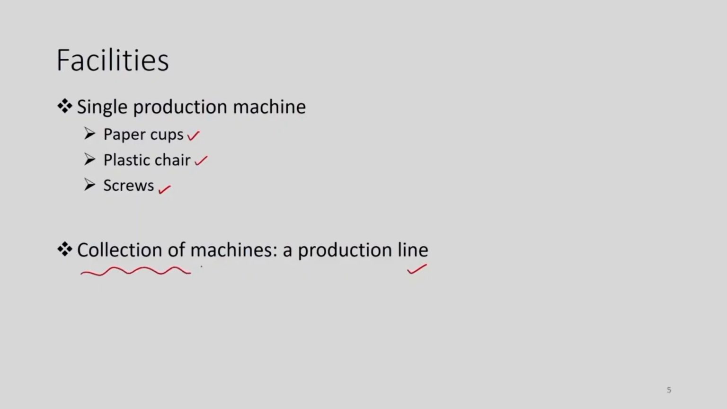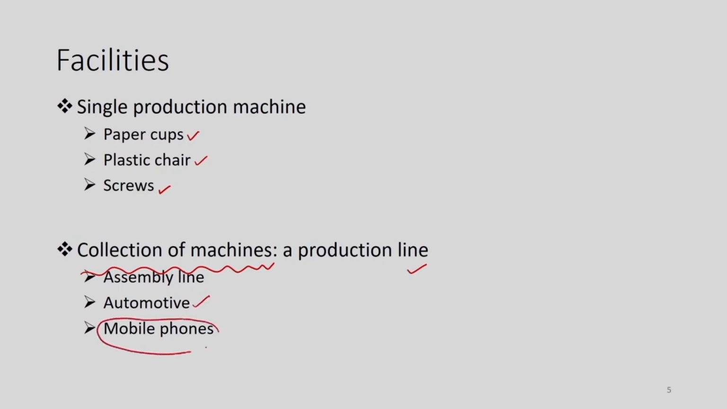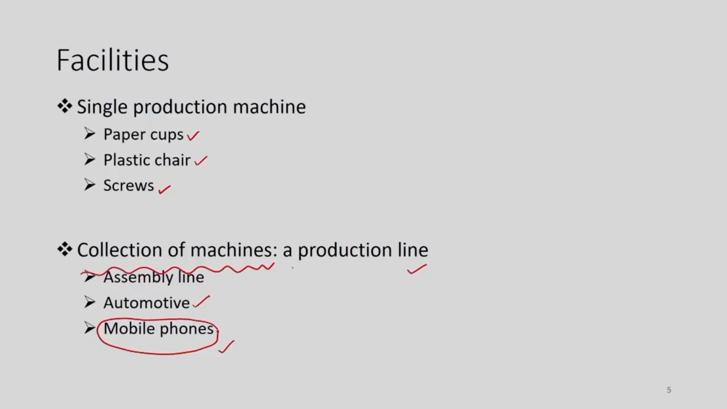So, the production line is having a collection of machines. So, what are the various examples? Automotive, and a very common example now, mobile phones. As we can see nowadays, a variety of mobile phones are coming into the market. So, mobile phones are also a very good example of manufacturing as a production line.